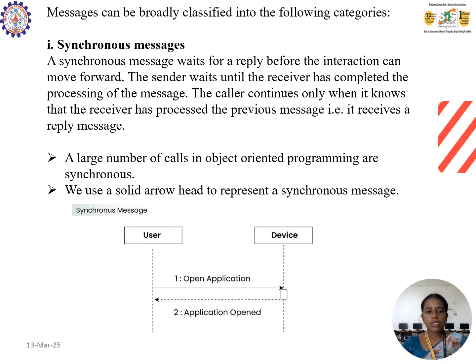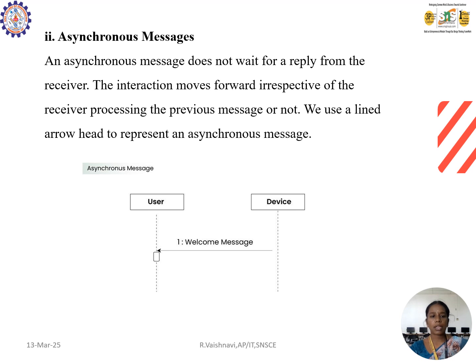As I said earlier, first one is synchronous messages. Here we have two participants: first one the user, second one the device. The user sends the open application, and whether the device approves, the application will be opened. Second one will be the asynchronous message. It does not wait for the reply from the receiver. The interaction moves forward irrespective of the receiver processing the previous messages or not.